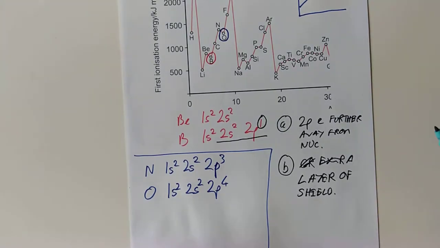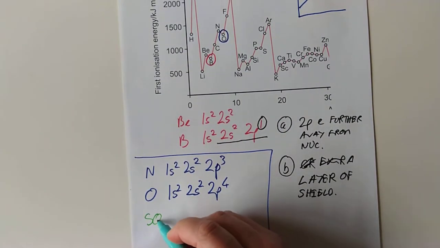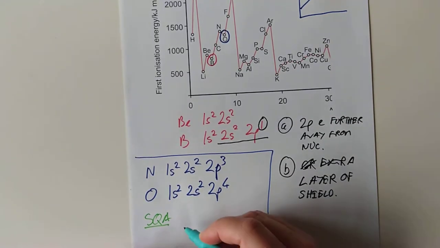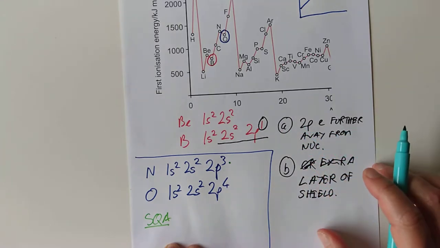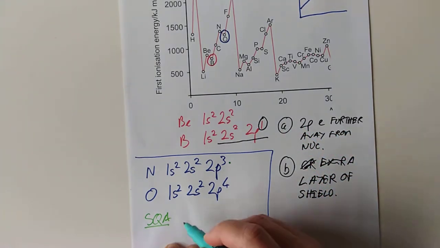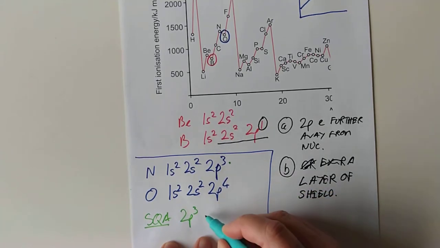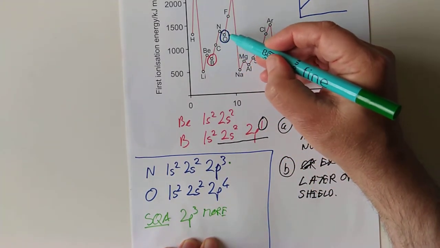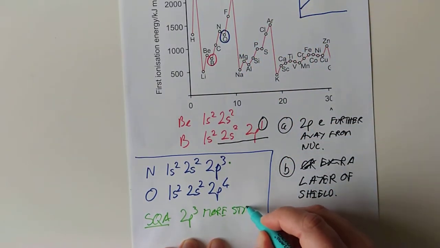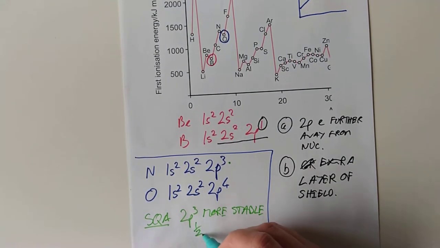Now, in green, I'll do the SQA version. What the SQA say is that the half-filled orbital of nitrogen, the 2p3, has a special stability associated with it. So the SQA says that 2p3 is unexpectedly stable, more stable, because it's half filled. So they're actually saying that nitrogen is too high, not that oxygen is too low.